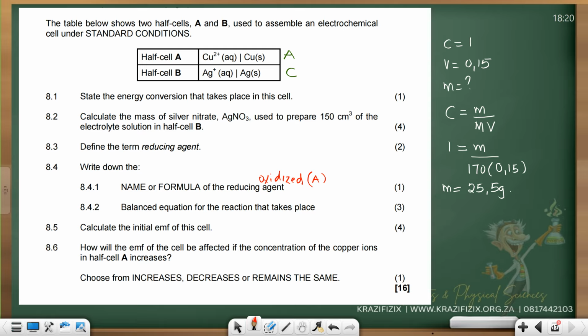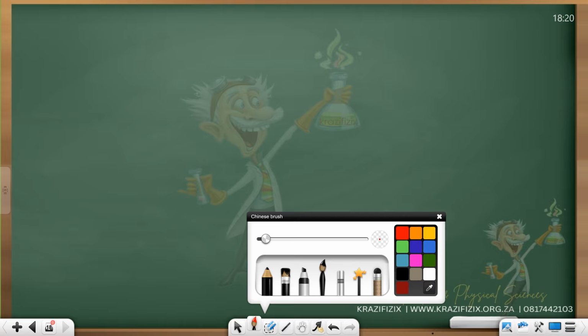So what is oxidized? Is it copper or Cu2+? It's copper, because copper is 0 and Cu2+ is positive 2. Beautiful. Copper, because oxidation is an increase in oxidation number. Now, the balanced equation for the reaction that takes place. Let's do that together quickly.